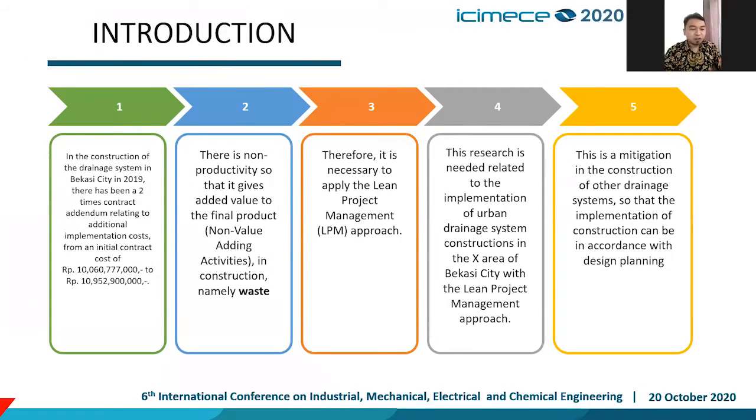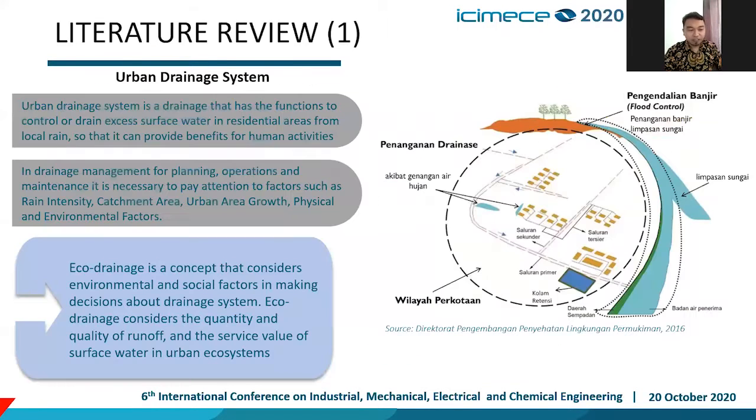In the construction of the drainage system in Bekasi City in 2019, there were 2 contract addendums relating to additional implementation costs. This research is needed to relate to the implementation of urban drainage system construction in the X area of Bekasi City with the lean project management approach. This is the mitigation in the construction of other drainage systems, so that the implementation of construction can be in accordance with the design planning.